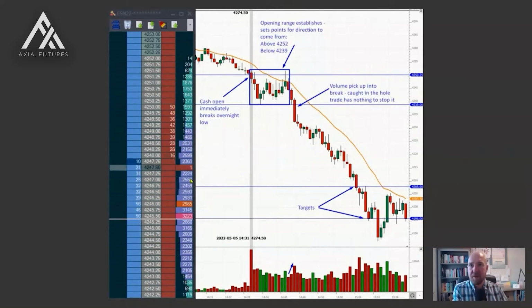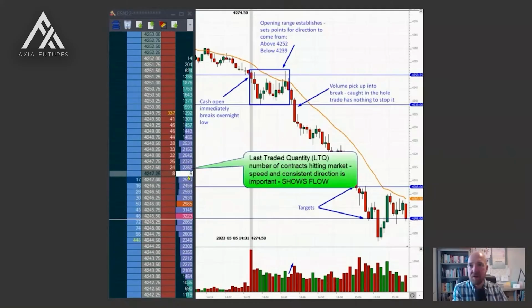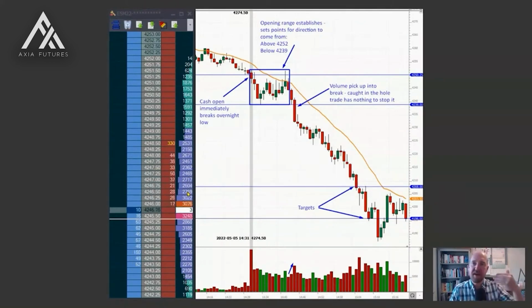Next up then, how's it moving? And this is what the last traded quantity shows you. This little white box that skips up and down, this shows you the last orders that traded through. And what you're crucially looking at here is the speed with which this box moves. The speed and the consistency of direction is what matters.